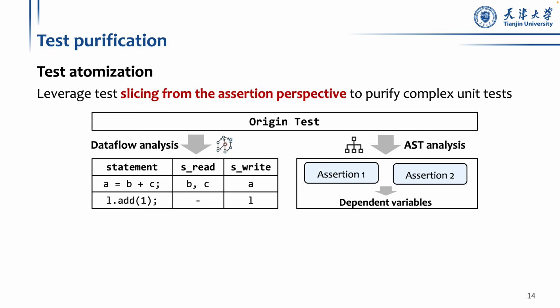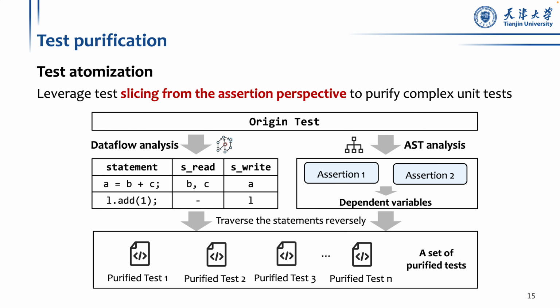Next, a single test often contains multiple assertions, each checking a different scenario. To improve clarity, CLAST splits such tests into multiple smaller ones, each with only one assertion, and then removes unrelated statements. It does this using data flow analysis to track dependencies between variables and statements, and applies backward slicing from each assertion to keep only the relevant code. To avoid redundancy, CLAST merges tests with the same setup by combining their shared prefix and all related assertions.